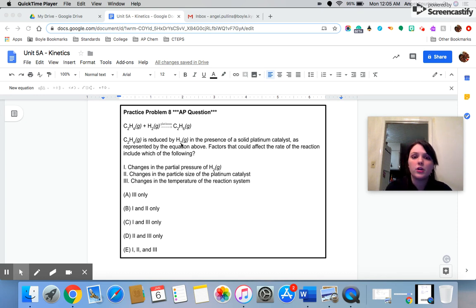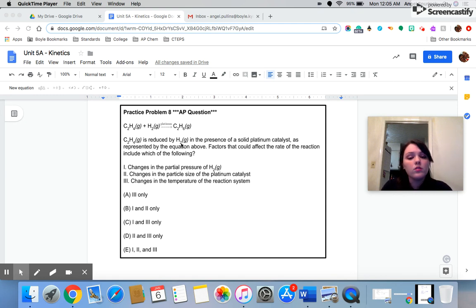Changes in the partial pressure of hydrogen. Well, if we change the pressure, that means we're changing the volume. And if we change the volume, that's going to change the concentration. And we already know that changing the concentration is going to affect the rate. So we know that 1 is an option.